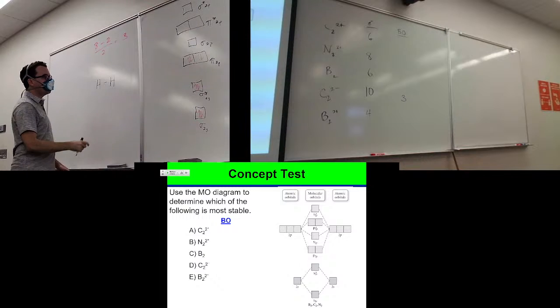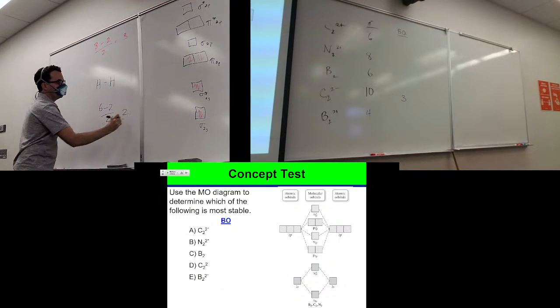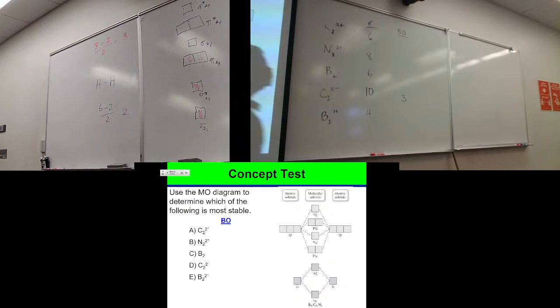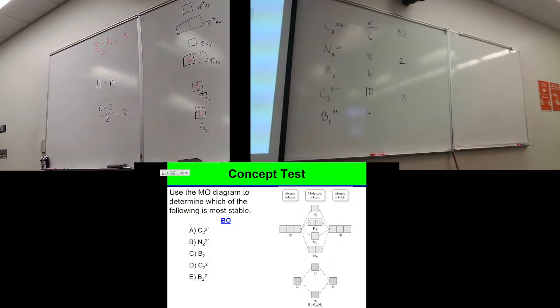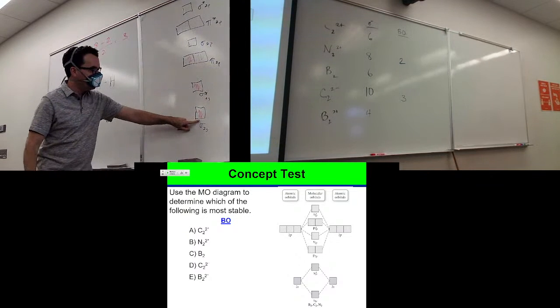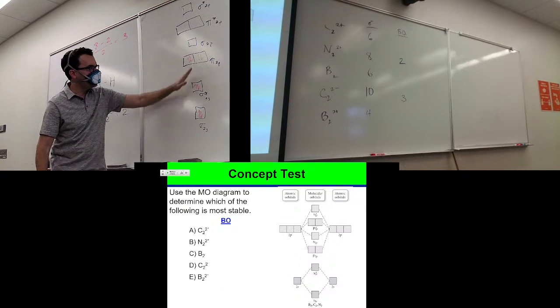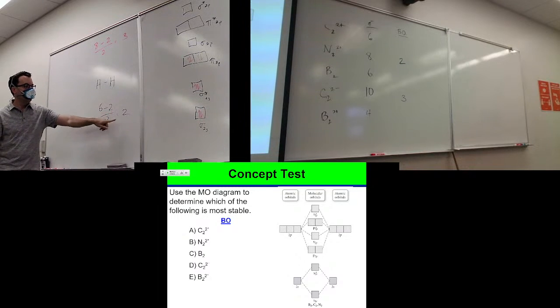And now the difference is the bond order is going to be 6 minus 2 over 2. Double bond. Maybe I did that fast, sorry. So again, 2 electrons in a bond, 2 more, so 6 total electrons in bonding orbitals, minus 2 electrons in antibonding orbitals. That's 4 over 2 is 2.